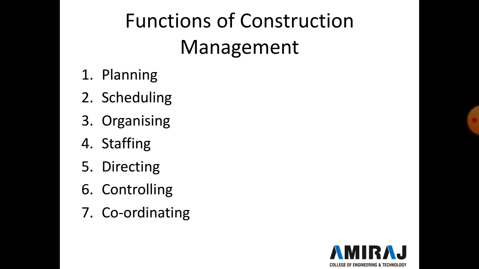Now next is the functions of construction management. There are a total of 7 functions of construction management. First is planning, second is scheduling, third is organizing, fourth is staffing, fifth is directing, sixth is controlling, and seventh is coordinating. These are the most important topics in the construction management subject.